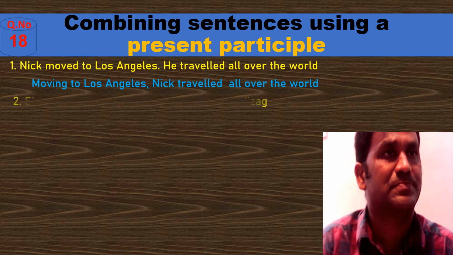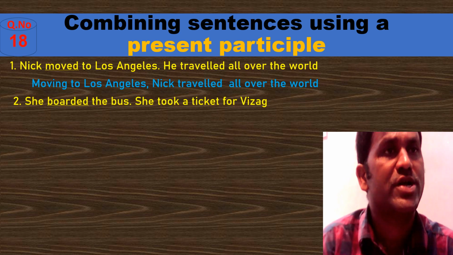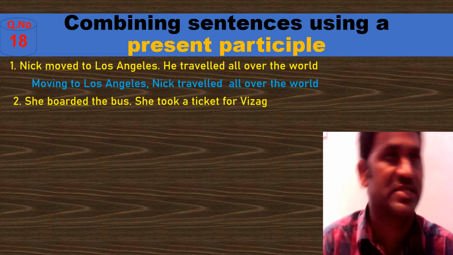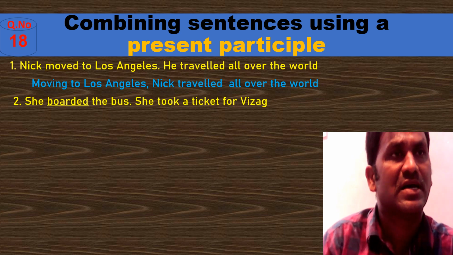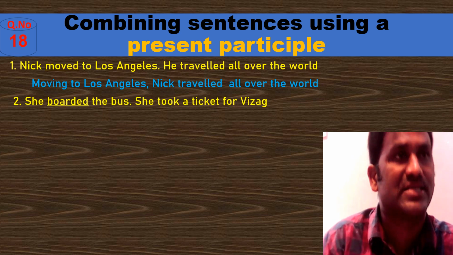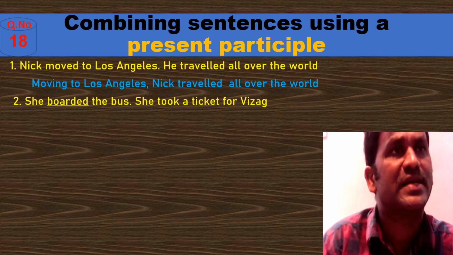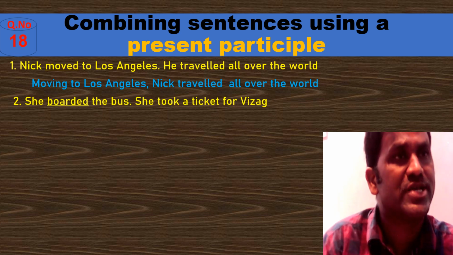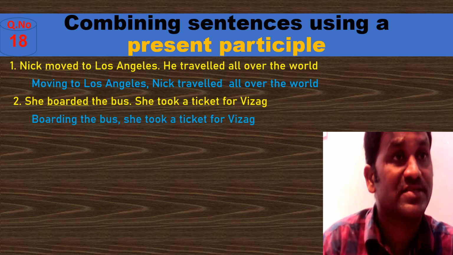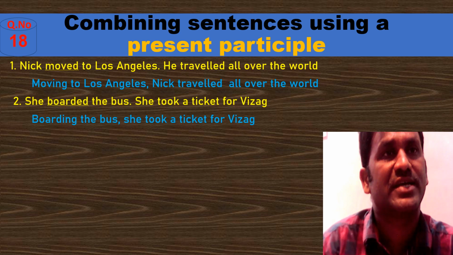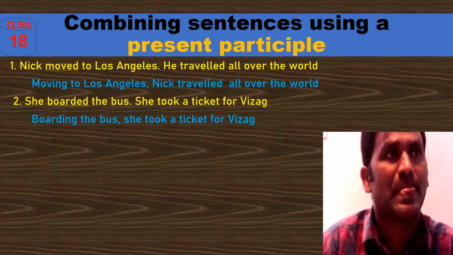Let's see next example. She boarded the bus. She took a ticket for Vizag. So what is the verb in the first sentence? Right. Boarded. So let us make it ing form. Boarding the bus. She took a ticket for Vizag. Let's see. Yeah, it's right. Boarding the bus, she took a ticket for Vizag. Okay.